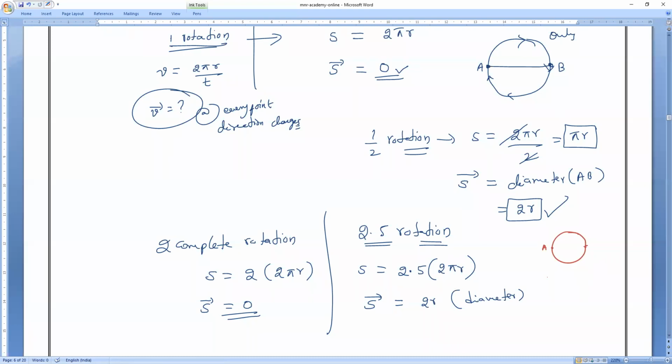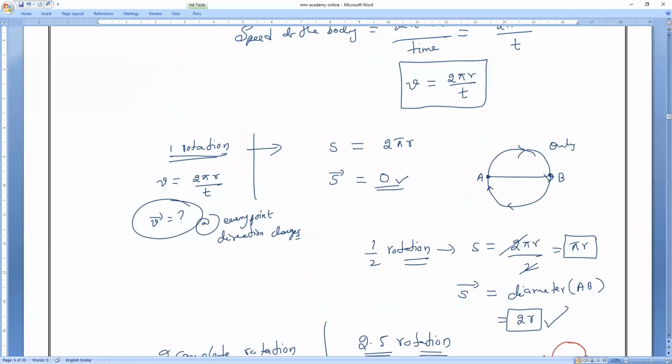But why you took speed and why you didn't take velocity, sir? Velocity we cannot find, Mari. Velocity at every point it changes. Understand? So we cannot calculate. Understood? Yes, sir. That is why we are finding only the speed of a body in circular motion, not velocity.